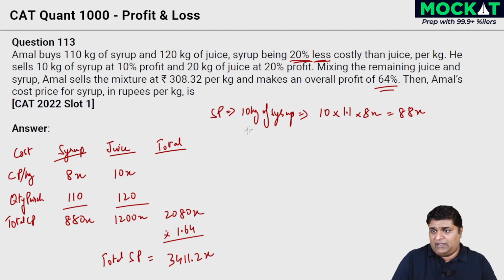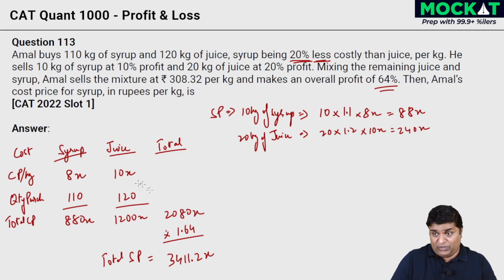Okay. And what about the 20 kg of juice? That's going to be 20 into, let's just continue the same format, 1.2 into the cost price per kg of juice, and that comes to 10x, right? So 20 into 1.2 is 24 into this is going to give us 240x. Okay, that accounts for 30 kg totally.